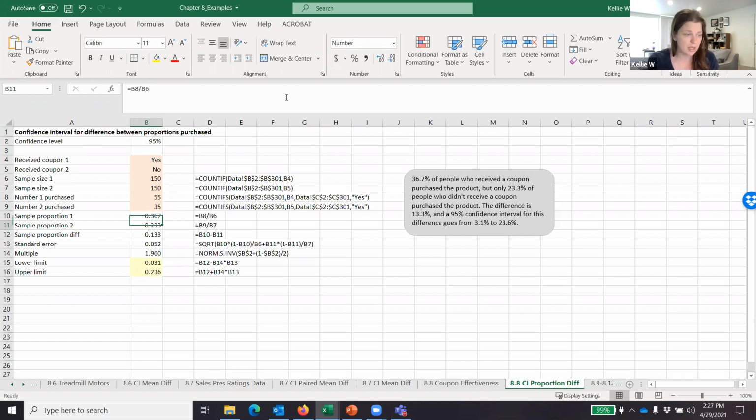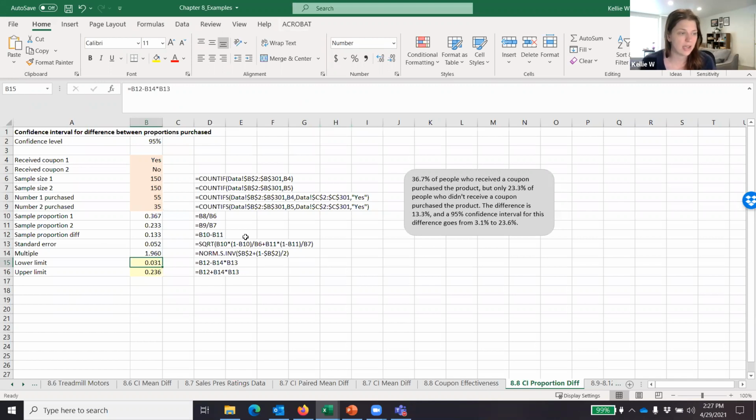However, when you calculate the standard error and your confidence interval, you get anywhere from 3% to 23%. Remember with proportions, we get a lot larger spread. So this is telling us that sending out the coupon made anywhere from almost negligible impact to a pretty sizable 23% difference.